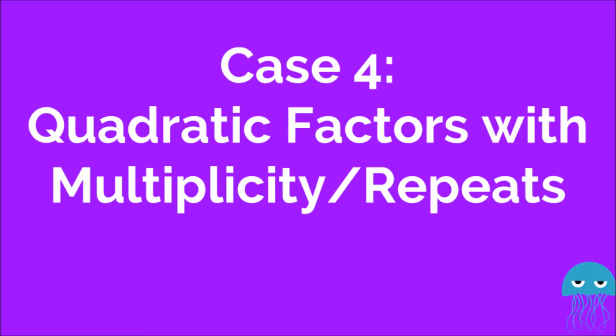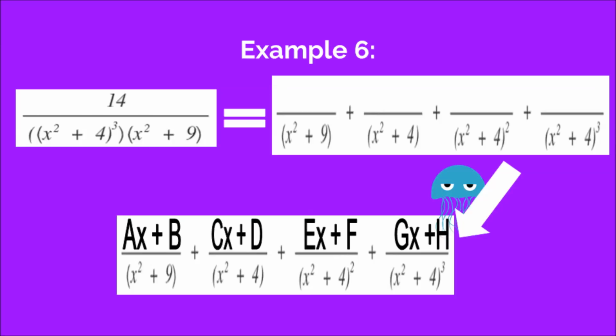Now we are about to start our final case, where we have quadratic factors with multiplicity in the denominators. Here's our final example, and while it may look confusing, don't worry, it's actually not that hard. Here we have 14 divided by the quantity of x squared plus 4 raised to the power of 3 times the quantity x squared plus 9.